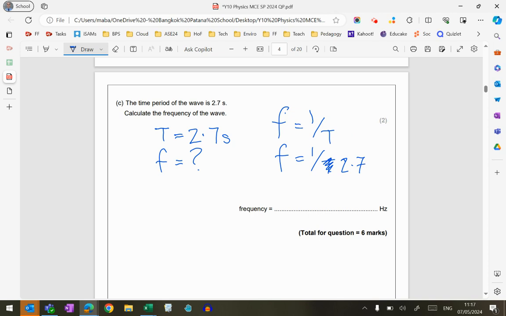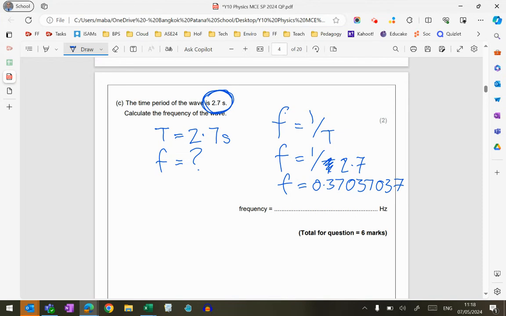All right, and just give me a moment here. Get my calculator up. So 1 divided by 2.7, and the answer that it gives me on my screen is 0.37037037, and so it keeps on going. So how many significant figures do you think I need to give my answer to? Well, you should always look at the question. The input data in the question will give you a clue. Well, more than a clue, it tells you how many significant figures you should give your answer to.